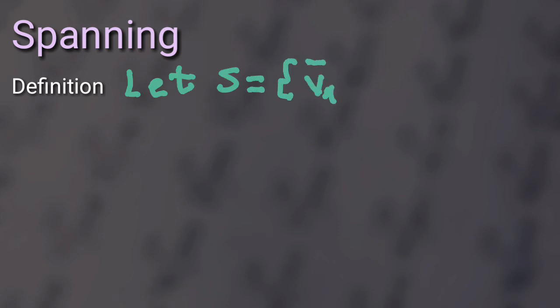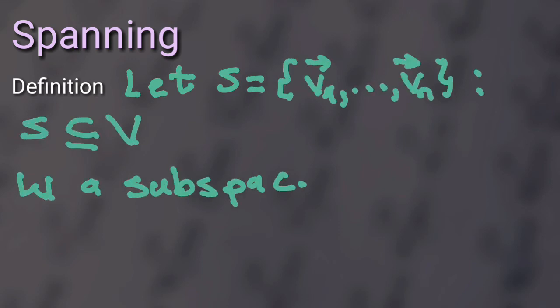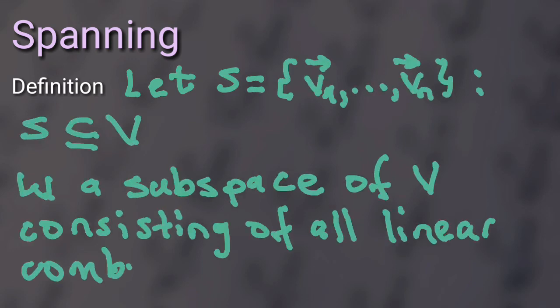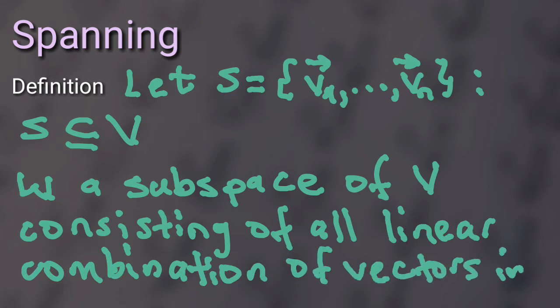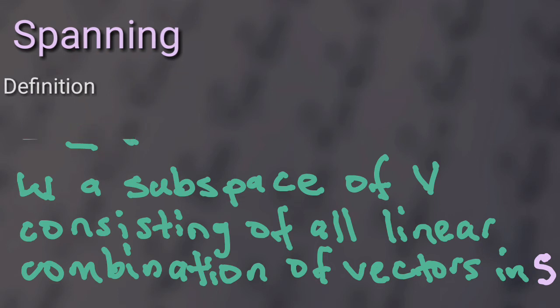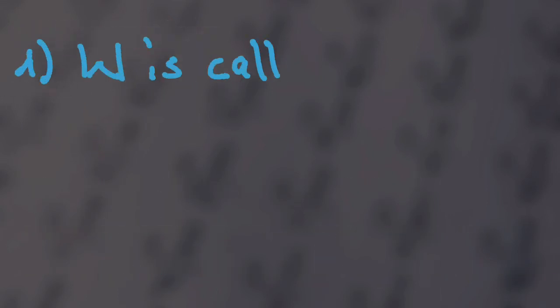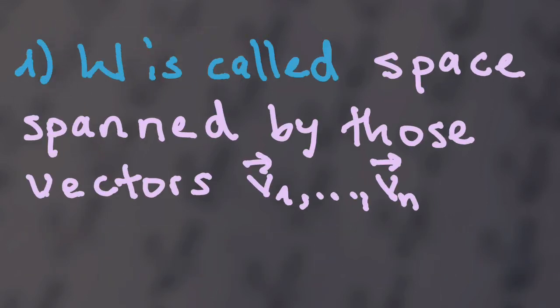Let S equal the set v1 to vn be a set of vectors in the vector space V such that S is a subspace of V. Let W be the subspace of V consisting of all linear combinations of vectors in S. Then W is called the space spanned by the vectors v1 to vn.